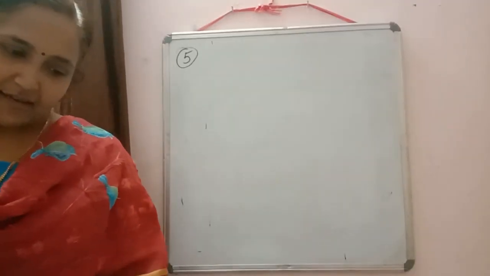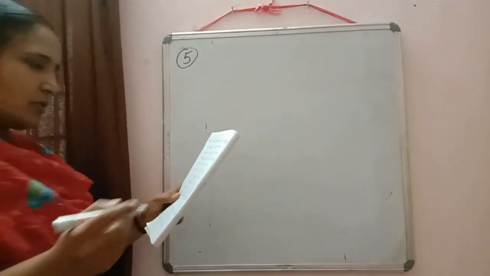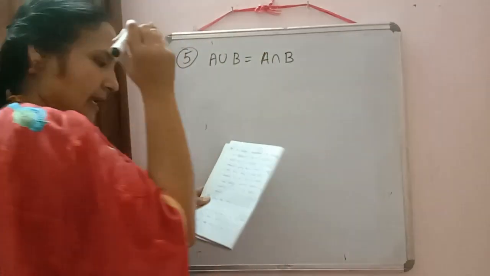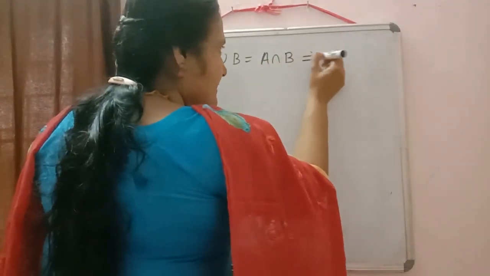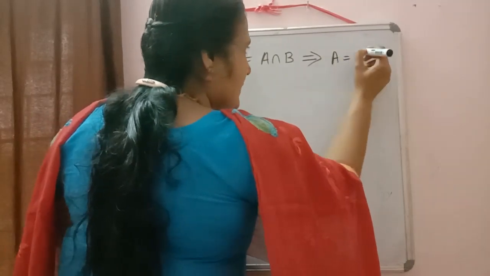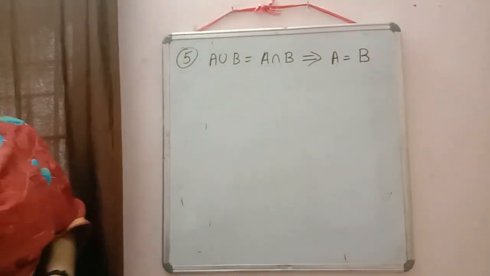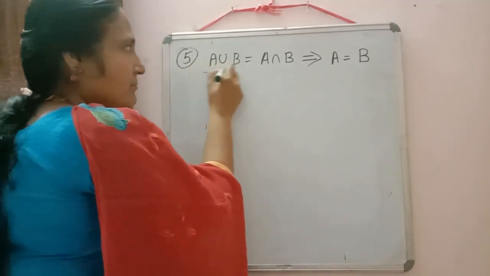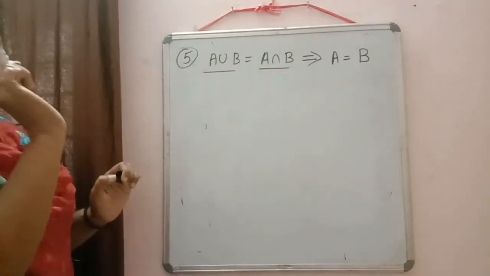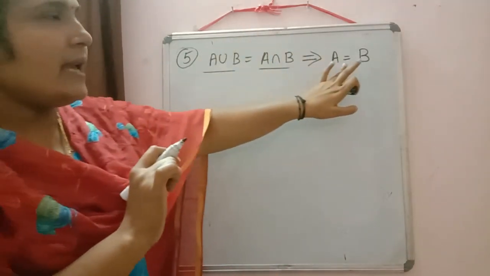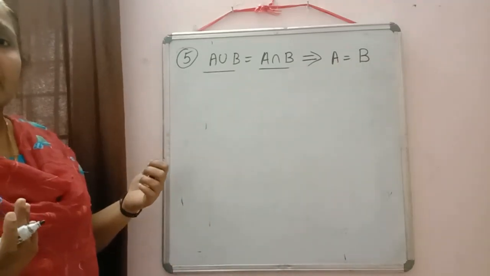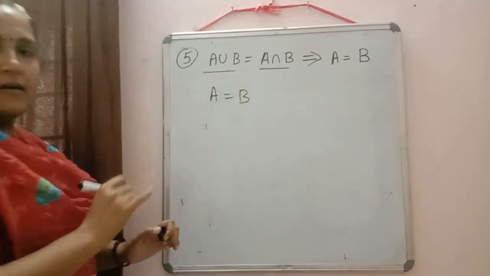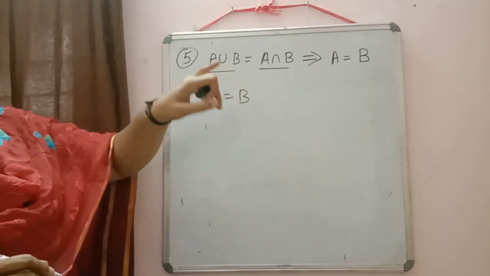So in this question, here we have to show that A union B equal to A intersection B implies, I am using this symbol, implies A is equal to B. So first check the meaning of this one. What is given here? This information is given: A union B is equal to A intersection B is given. We have to prove A is equal to B. What is A and B here? Sets. So we have to prove 2 sets A and B are equal.